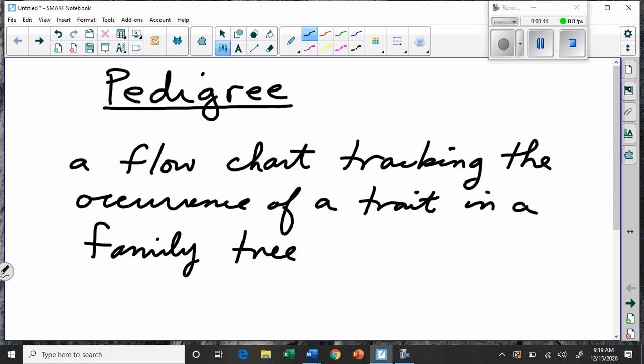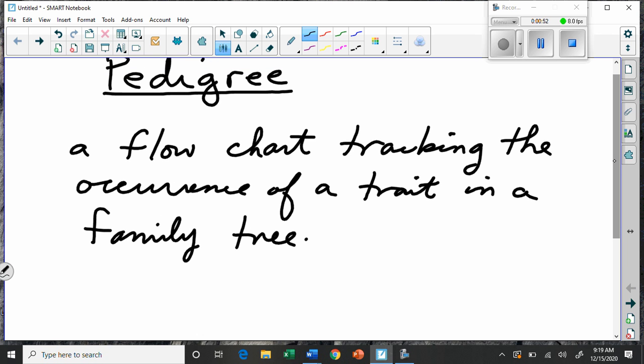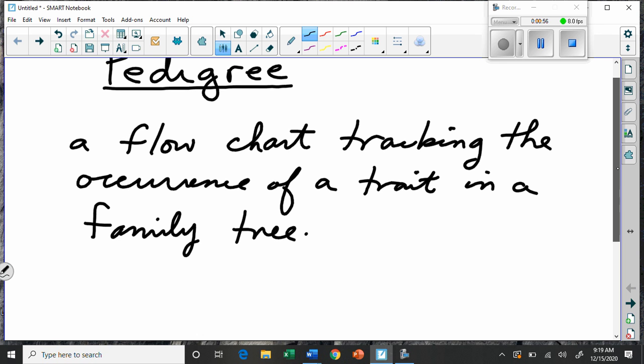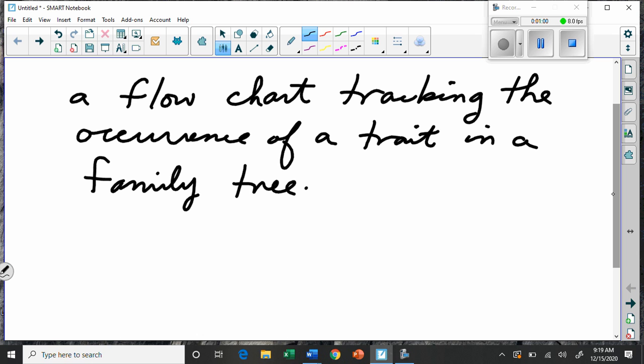Very similar. But we have some specific symbols that we use to describe things. So first I'm going to go through the different symbols that we have for drawing a pedigree. Okay? And then we'll draw a couple examples and just kind of look at them. So here's the symbols.